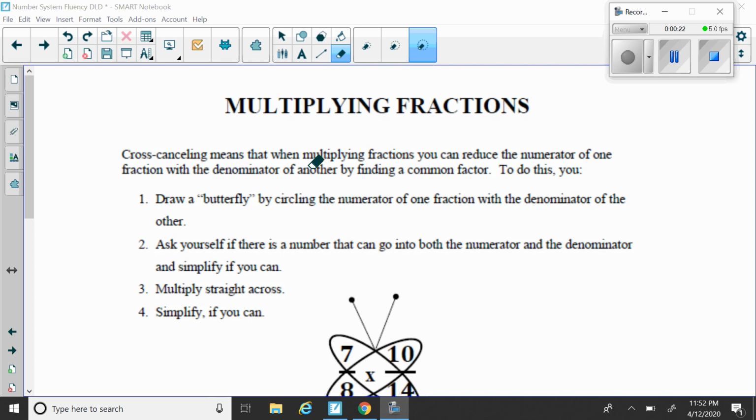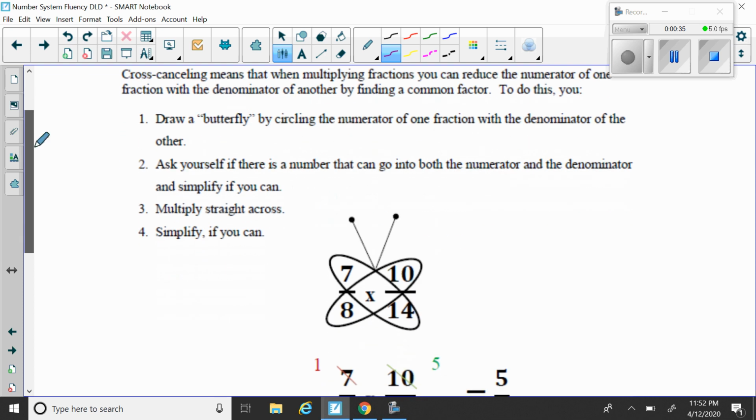That means when we're multiplying fractions, we can reduce the numerator of one fraction with the denominator of another by finding a common factor. I know that sounds like a lot of big words, but what we can simply do is draw a butterfly by circling the numerator of one fraction with the denominator of the other. Just like this, cross. That's why it's called cross canceling. So you draw a butterfly, and then you ask yourself, is there a number that can go into both the numerator and the denominator?